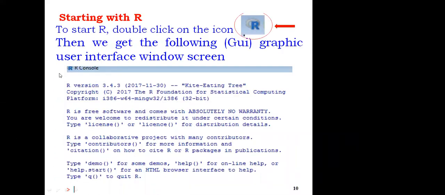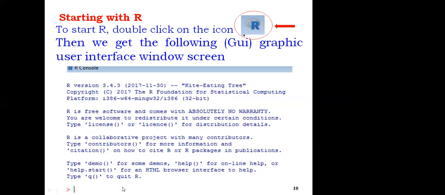Now, starting with R: to start your R window, just double click on this R icon. Then we'll get this type of graphical user interface window, the GUI window. If we double click on the R icon, we get the graphical user interface screen. Here you see this is like a greater than symbol.